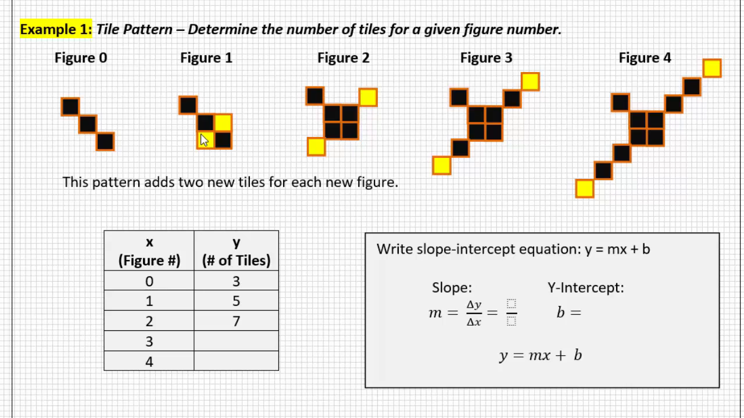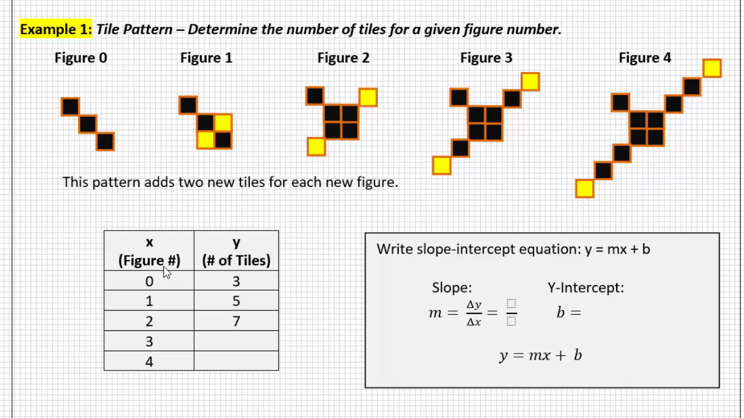because the number of tiles depends on what figure number we're talking about in this linear pattern. And it is a linear pattern because it constantly adds 2 new tiles each time. That pattern stays the same, and it's the same amount all the way through. That's why this is an example of a linear relationship.